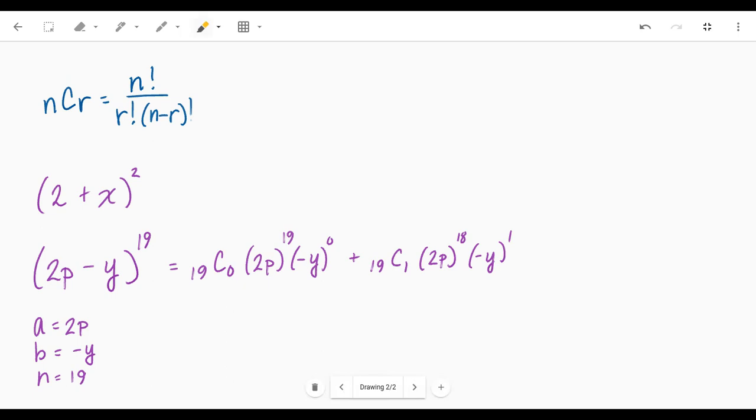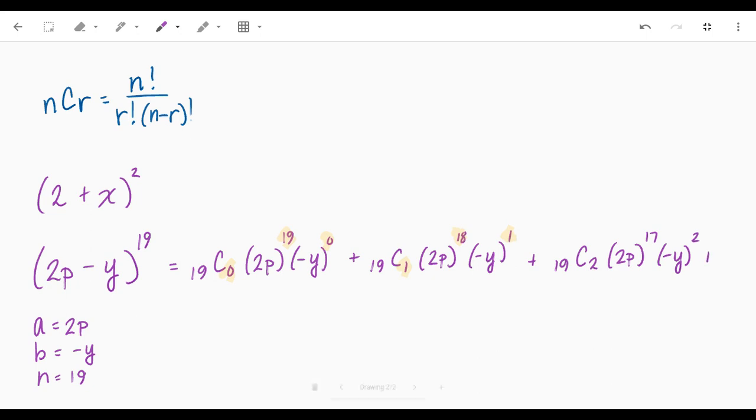So what you're going to see here, I'll use a little highlighter, is that this is going to continue to count up, and this is just going to continue to count down. So then we'll have 19 choose 2, 2p to the 17, negative y to the 2.